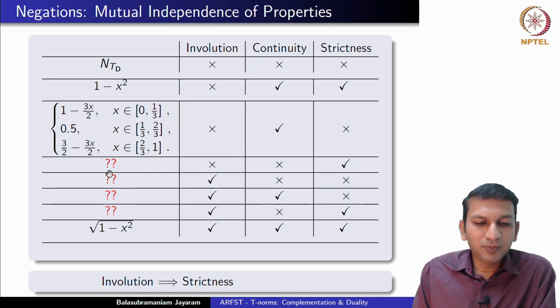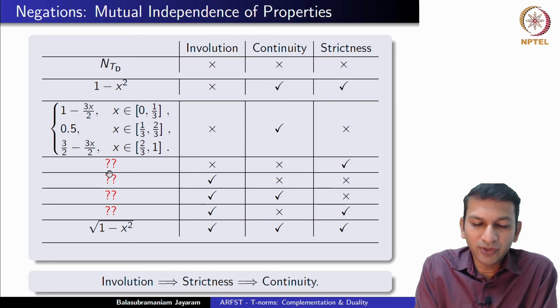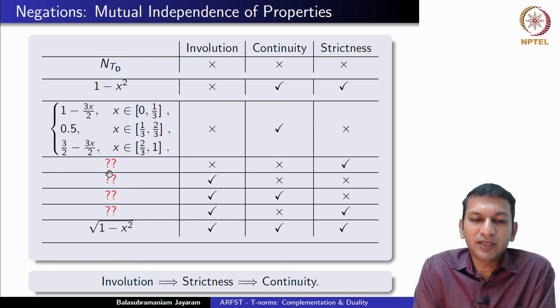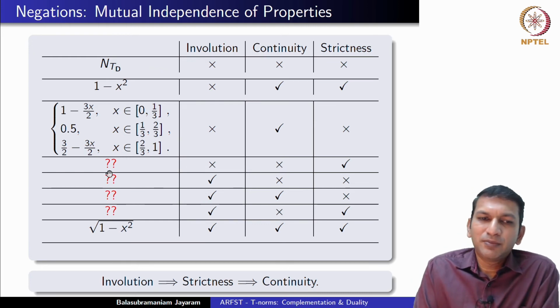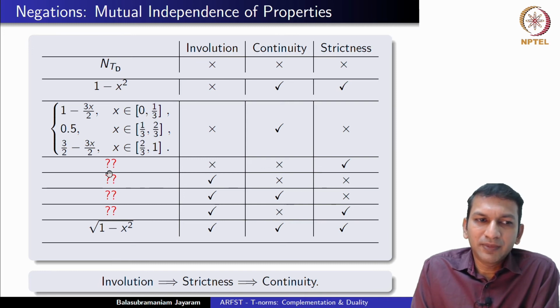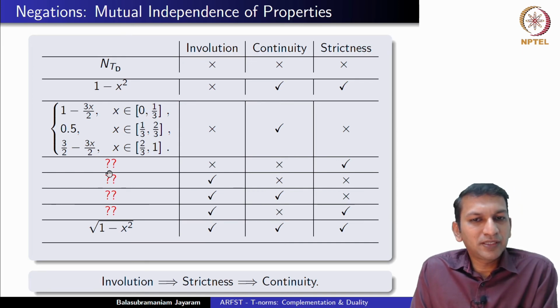But it can also be proven, because of this monotonicity, strictly decreasing, and because of the boundary condition, that such a negation has to be continuous. The proof is not very difficult, but it can be seen. We can work this out. If the context warrants, we will look into similar such proofs a little later on. So involution implies strictness, and strictness implies continuity of the negation.